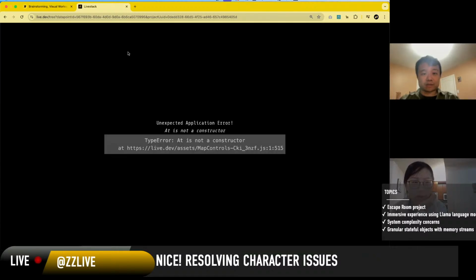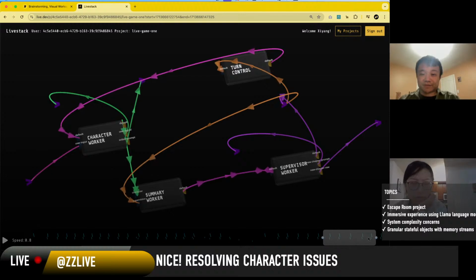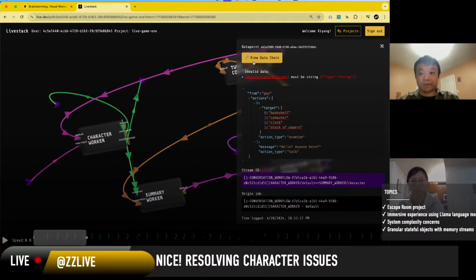But when we parse the actions, do we... wait, what is this? One of the many bugs. Remember we had a parse action prompt, and oh, look at that. What? Bookshelf, computer, clock, stack of paper? So instead of having a single target, it's trying to examine an array of targets. Okay. I don't know what's going on. Let's go to the very beginning.